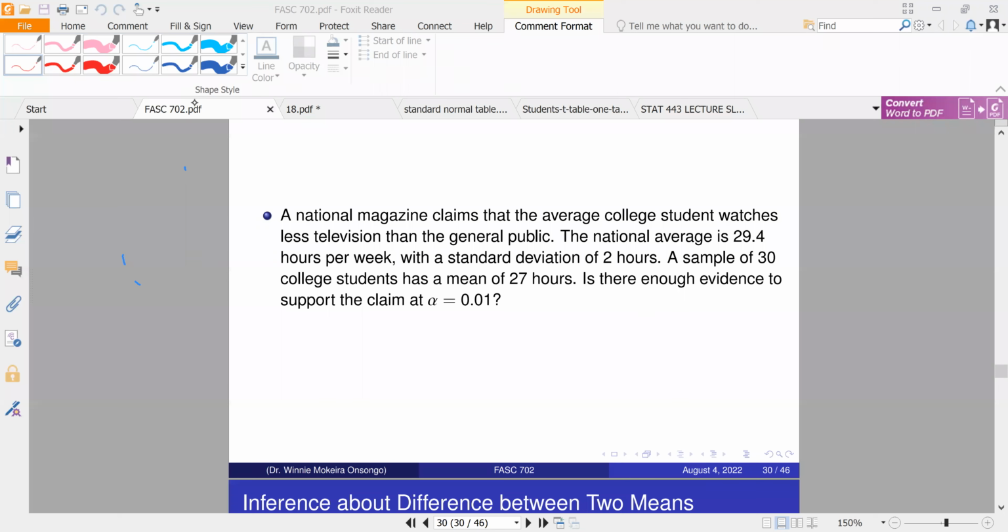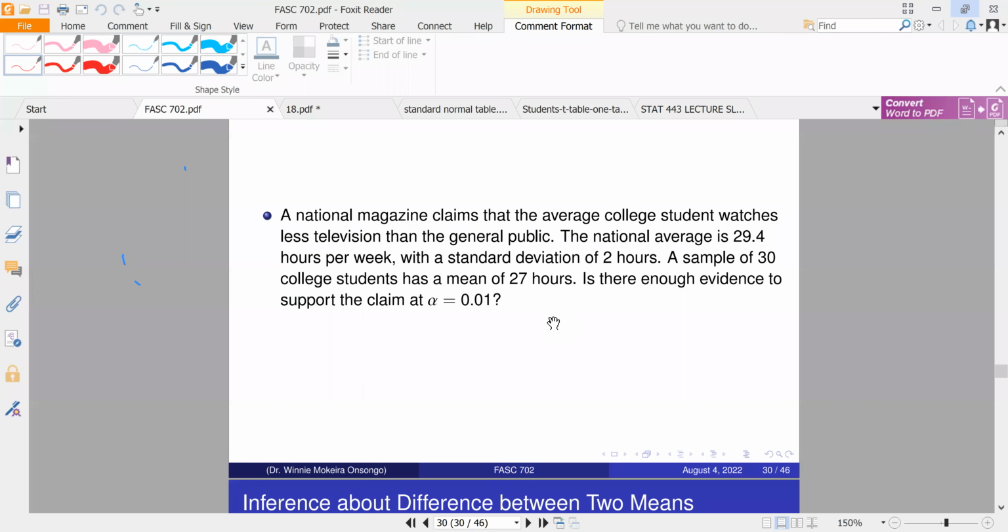That is the question. Now in this particular case, first of all, I think this question is misplaced because we are asking if there is enough evidence. In this particular case, there are two things. You test the hypothesis if there is enough evidence at this level of significance. And also you can calculate the confidence interval.